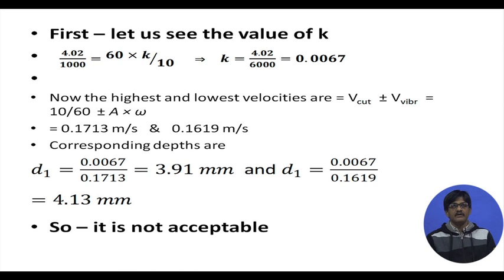0.1713 meters per second and 0.1619 meters per second. And the corresponding depths can be found out by putting their values in d is equal to k by v. So, d1 comes out to be 3.91 and d2 comes out to be, the two extreme values, 4.13 millimeters. Therefore, obviously, it is not within the range 3.97 to 4.03 and is not acceptable. Okay. So, it is not acceptable.